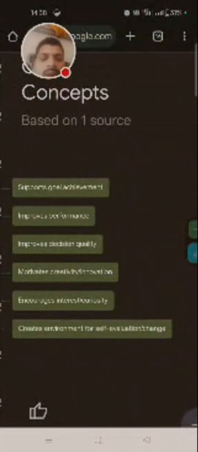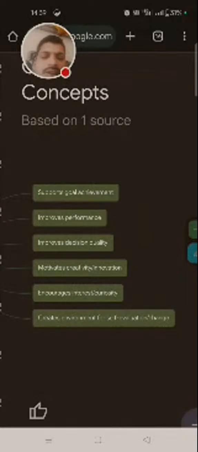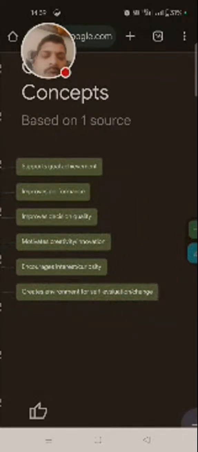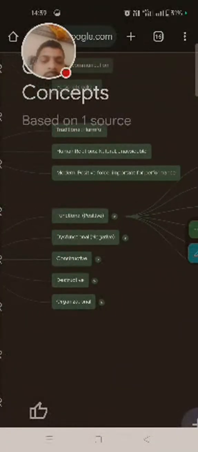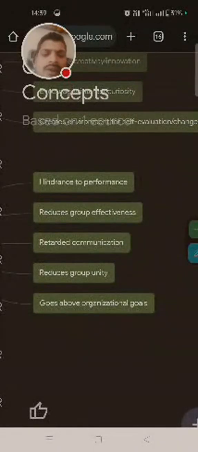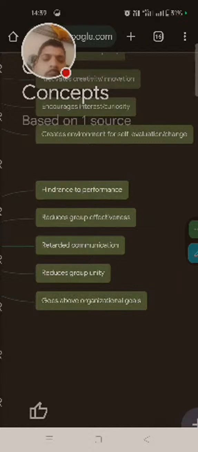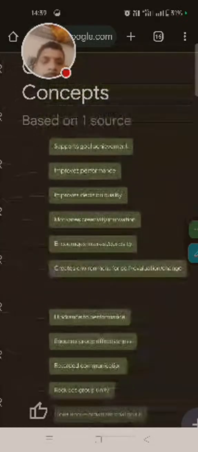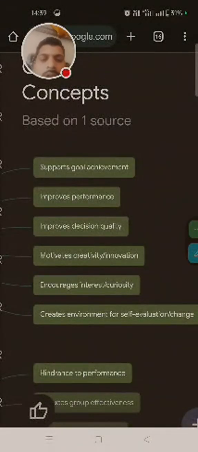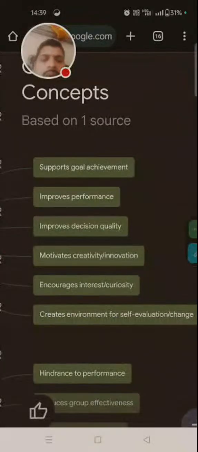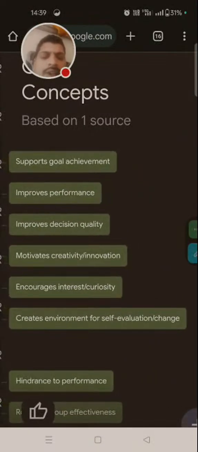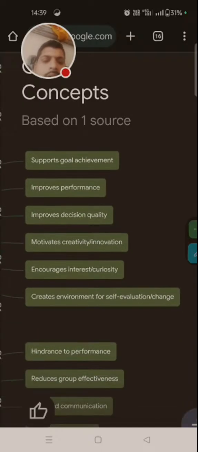So, it supports goal achievement, improves performance, improves decision quality, motivates creativity and innovation, encourages interest and curiosity, and creates an environment for self evaluation and change. Then comes the dysfunctional or the negative conflict: it reduces group effectiveness, retards communication, reduces group unity, and goes above the organizational goals. So the positive ones support goal achievement, improve performance and decision quality, motivate creativity and innovation, encourage interest and curiosity, and create an environment for evolution and change.